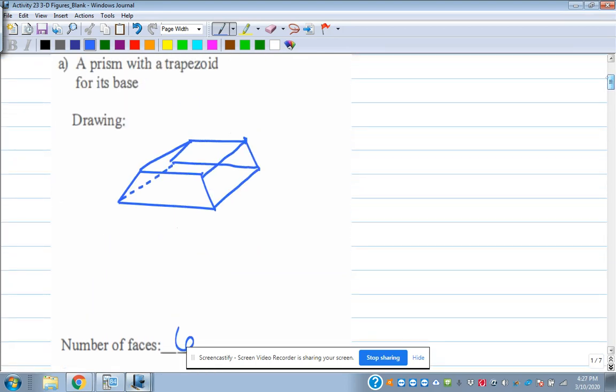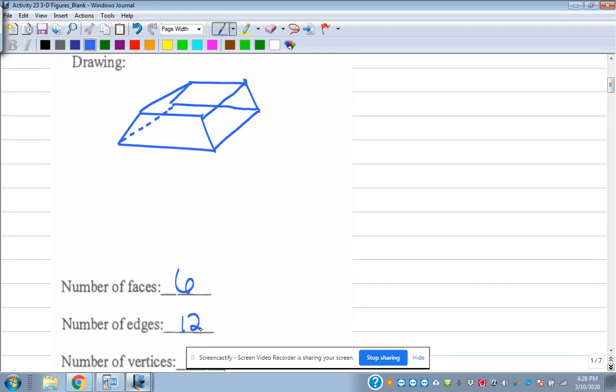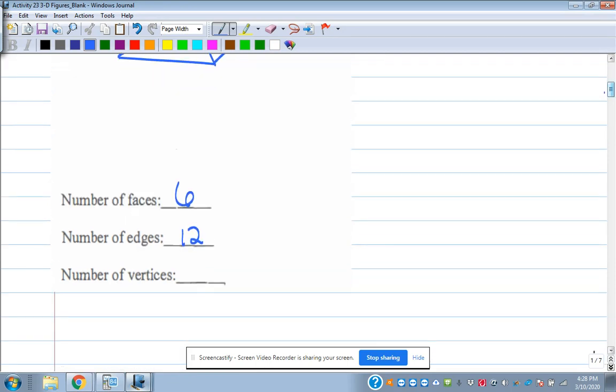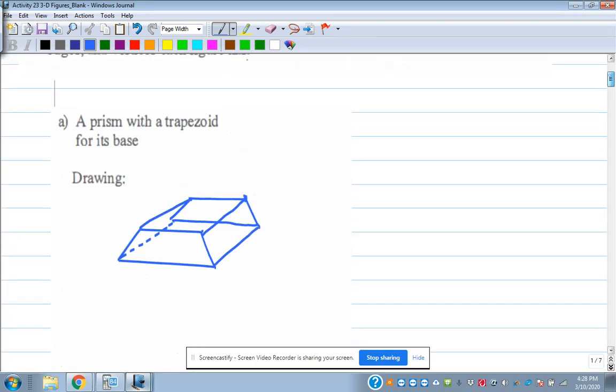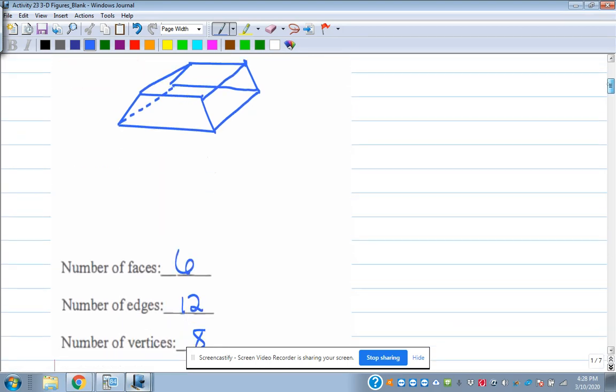Edges. These are the lines. So we got 4 on each end. And then 1, 2, 3, 4 connecting them together. So that would be 12. Vertices. Those are the corners. 3, 4, 5, 6, 7, 8. All right. Just takes a little practice getting better at drawing these things and seeing 3D and 2D.